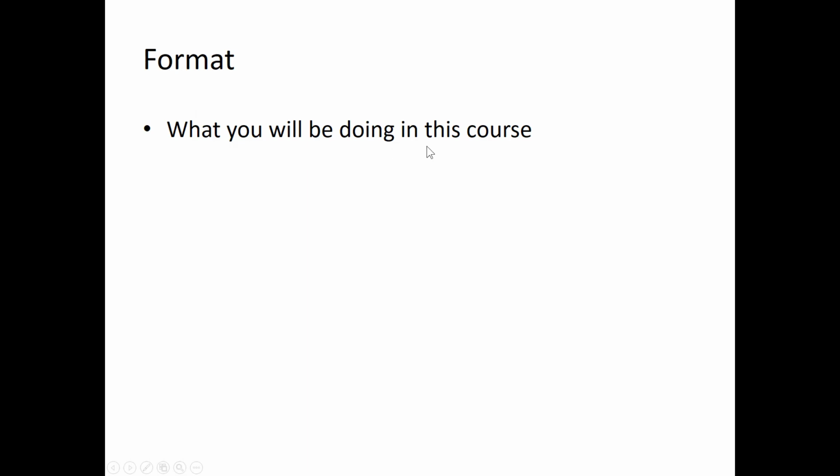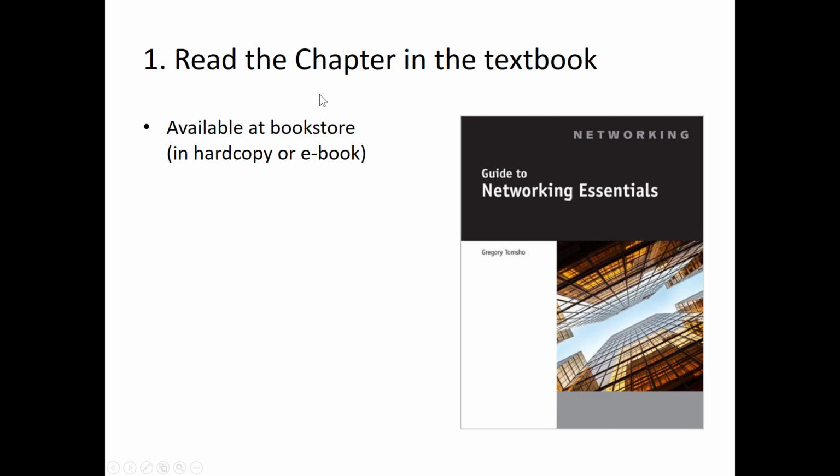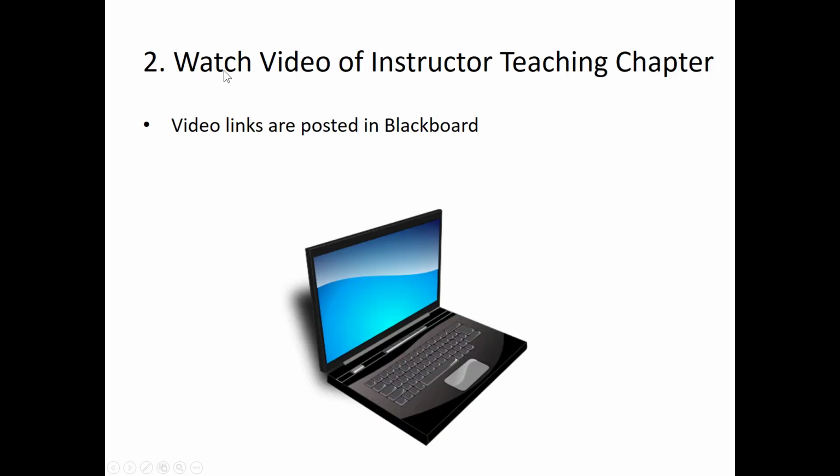Format. That is to say what you will be doing in this course. For each chapter, you have 4 things to do. 1, read the chapter in the textbook, which is available at the bookstore or online, and it can be difficult reading, especially the first time through. Then after you read the chapter in the textbook, you watch the video of the instructor teaching the chapter, just as you are watching this video now.